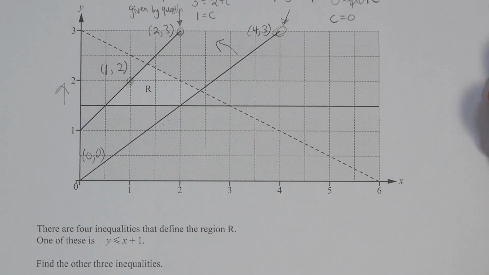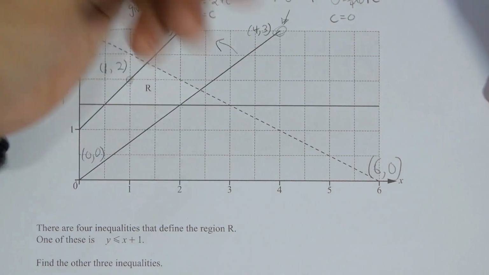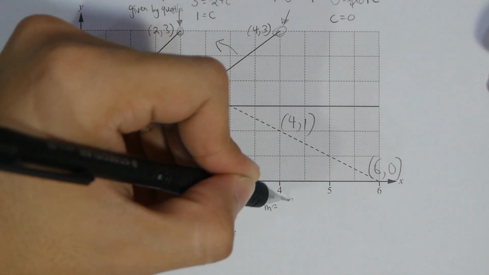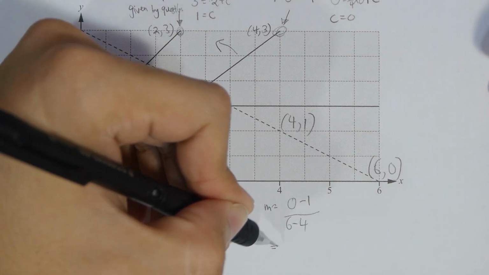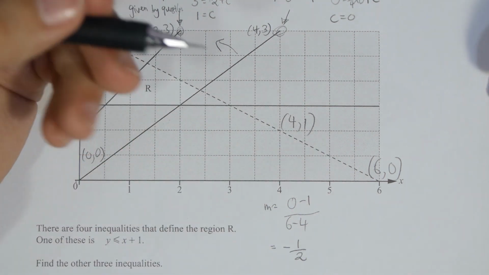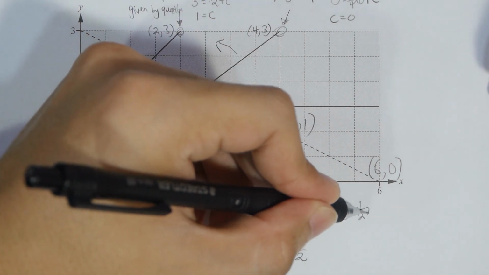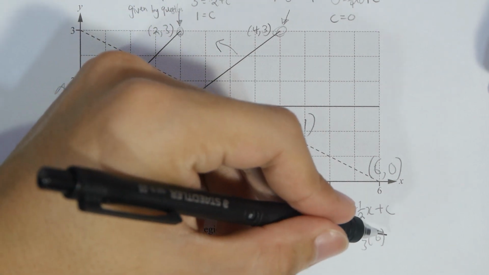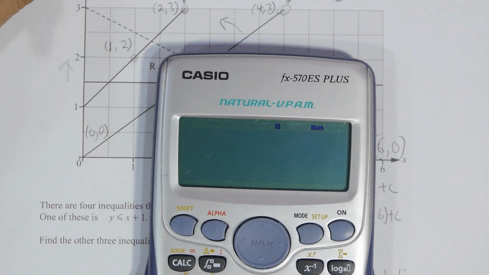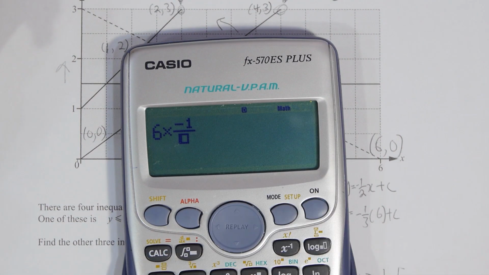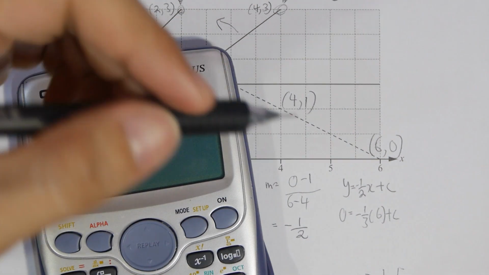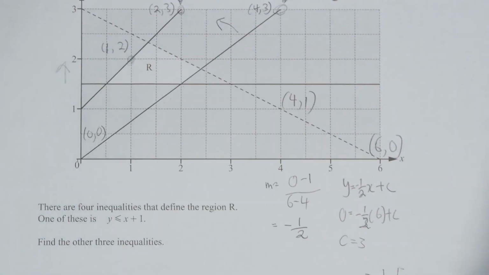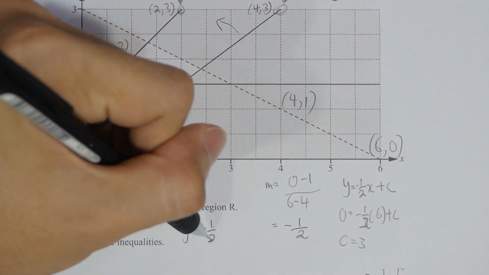Lastly, repeat the same thing for the last line. I chose the 2 points, which are 6, 0 and 4, 1. So I run the gradient formula, and I will get negative 1 over 2. Substitute it into m. Then I chose one of the points, which is 6, 0, into the equation to identify c. So c in our case is 3, so the formula will be y equals negative 1 over 2x plus 3. And to fulfill the region requirement, the inequality will be y less than or equal to negative 1 over 2x plus 3.